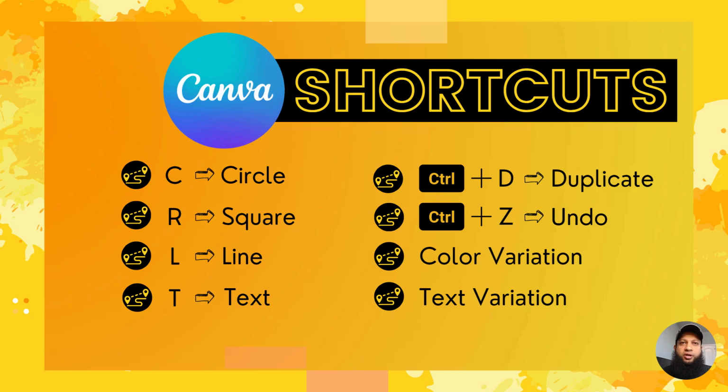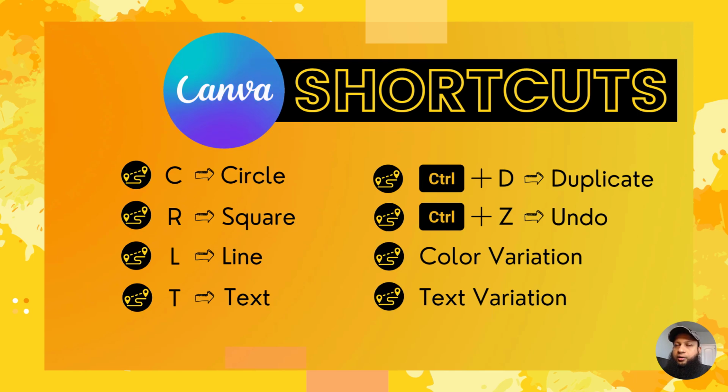C for circle, R for square, or you can make it a rectangle, and then L for line, T for text. If you want to start writing something, you can just press T on your keyboard and it will give you text. And then Control plus D, if you press that on your keyboard, that's for Windows. It will duplicate the element that you have selected. But on Mac, you have to do Command plus D.